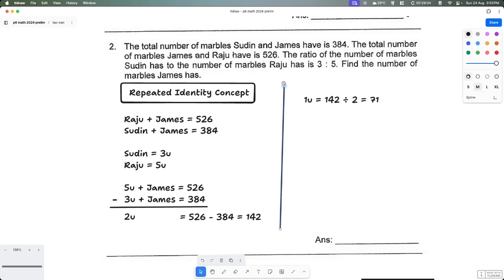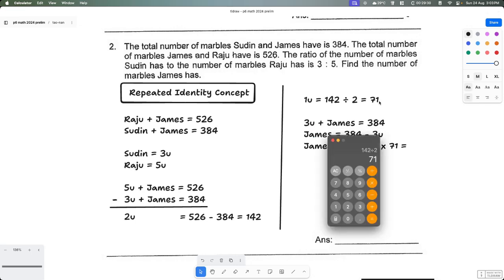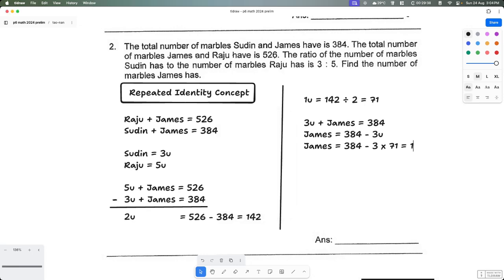So now we want to find the number of marbles James has. You can do it in different ways, but I think the easiest is this: Sudin is 3 units, so James is equal to 384 minus 3 units, which means 384 minus 3 times 71. This will be 171. So James has 171 marbles. That's it. All right, let's move on to the next question.